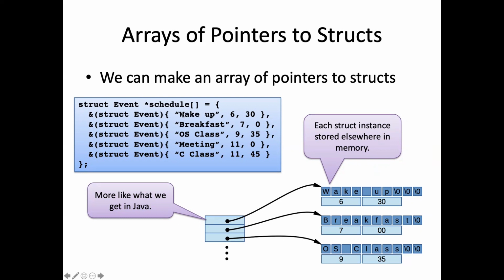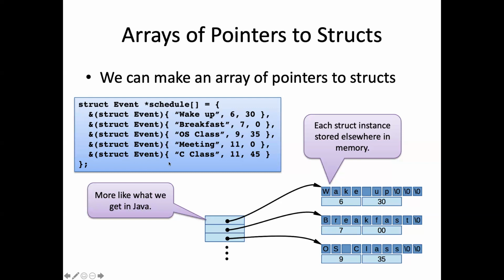Now I'm making a schedule, but its type is different. Here, if you had to read its type, you would say, well, schedule is an array of pointers to event structs. If I had to draw a picture of it, it would look more like this. It's an array of pointers. Each one of them could point to a struct of this event type. I just need to make it point to one of those. And that's what I do with its initialization expression.